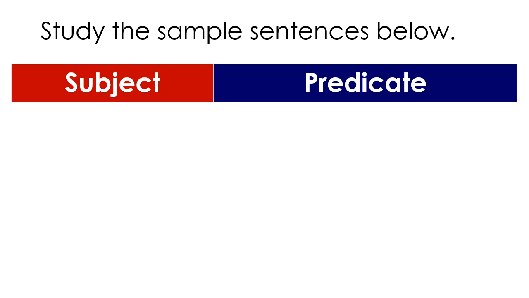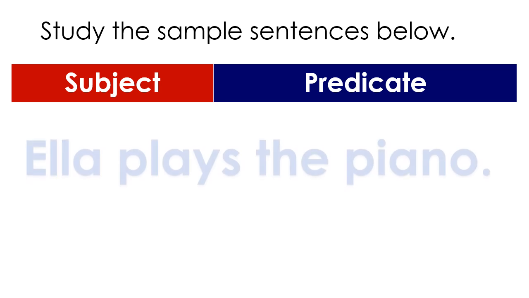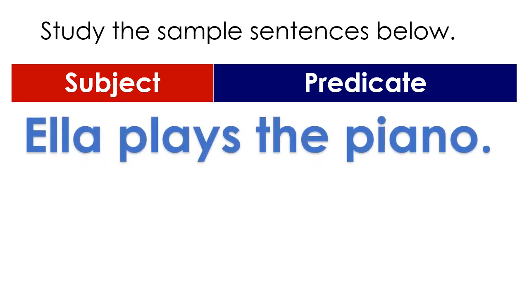We have here an example wherein we're going to identify the subject and the predicate for you to understand what a sentence is. Ella plays the piano. Who is being talked about in this sentence? Sino daw yung pinag-uusapan? Si Ella. Ella is the subject. Siya yung pinag-uusapan.